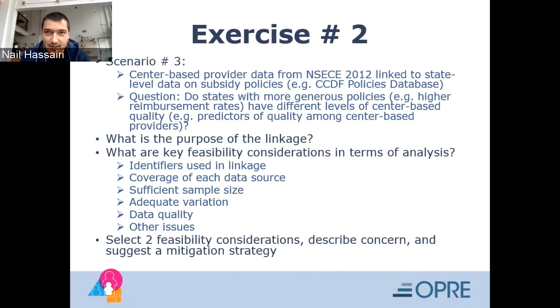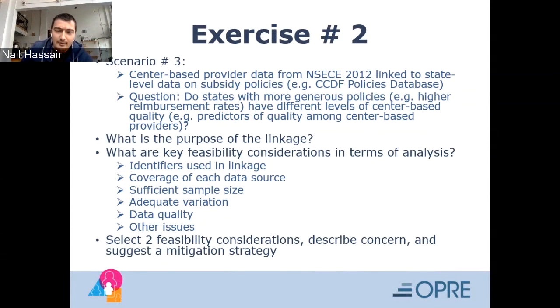A potential solution for that: we would keep the data, we would not aggregate the data at the state level for the programs, but we would try something like a random effects ANOVA, where the state would be the clustering variable, but we would still have program level data for the quality. And then the other feasibility consideration would be data quality, because the NSECE data, the program quality data, would be self-reported data. So the programs would have incentive to overestimate the indicators of quality.